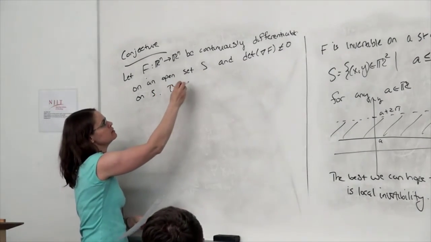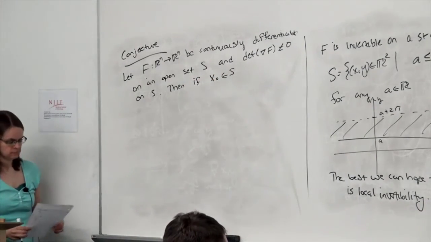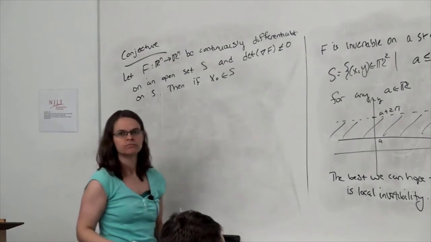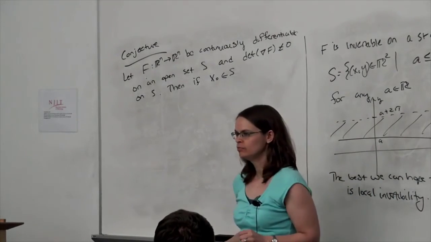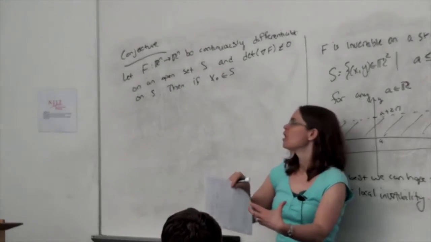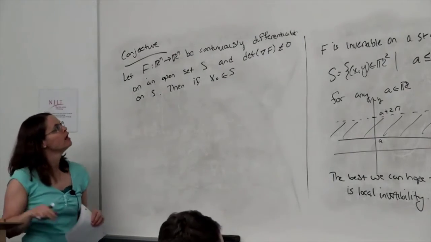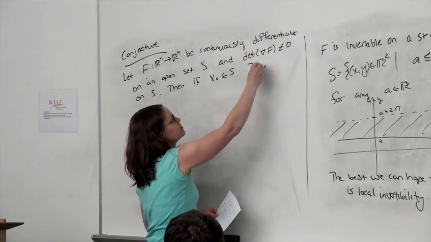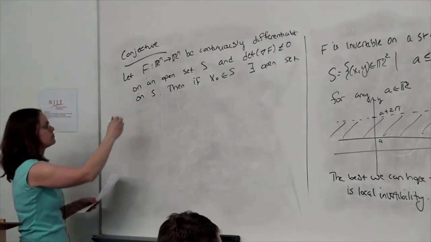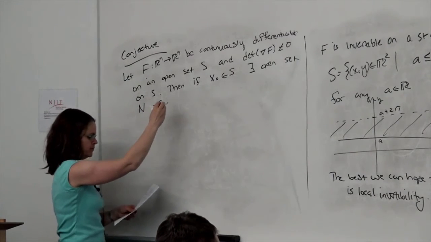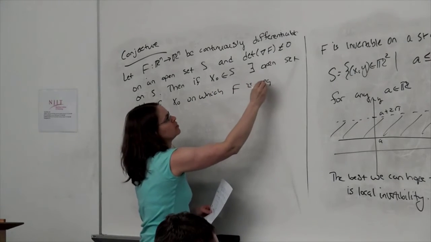That means I'm going to pick any point in the set. And what am I hoping? I'm hoping that I can build a little neighborhood around this, some open ball, some open set on which my function is invertible. So I pick any x naught I like in the set, and I'm going to hope that there exists some open set, which I'll call N, of x naught, on which f is regular or invertible.